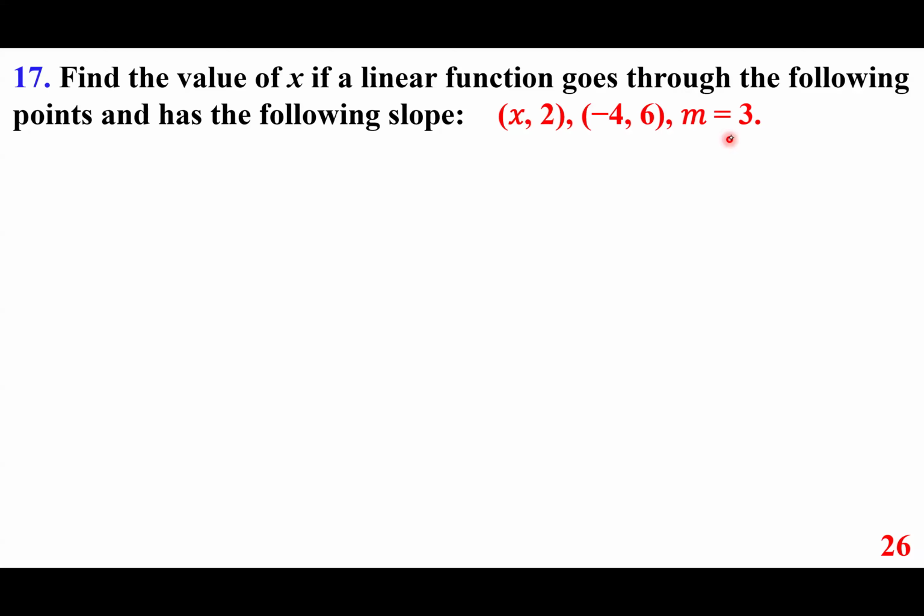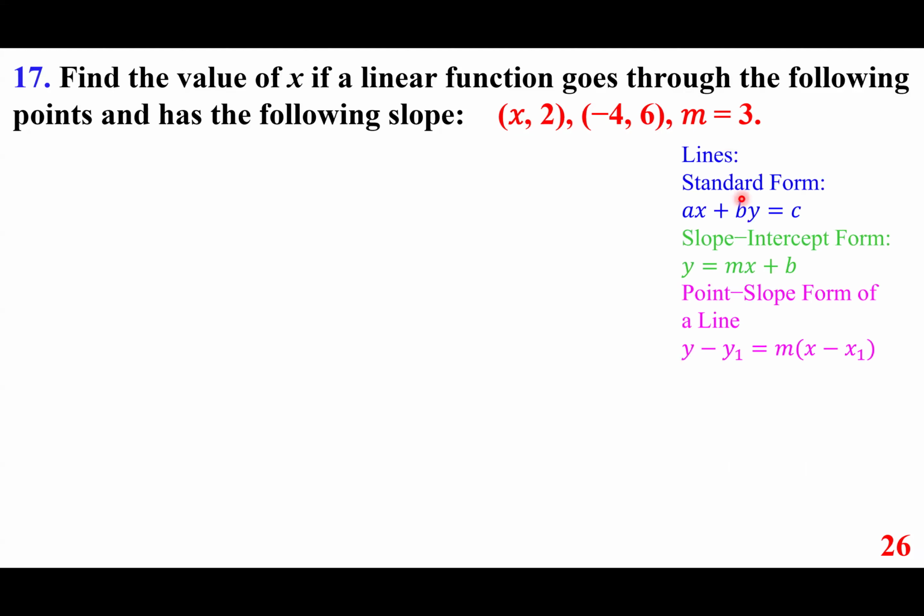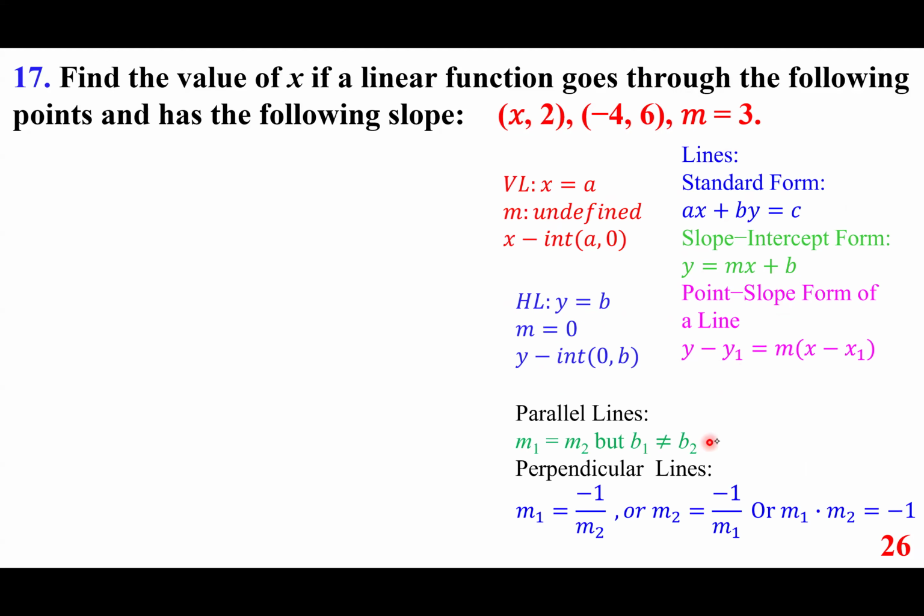let's discuss a little bit about lines and remind everybody, lines are in the form of standard ax plus by equals c, slope intercept form y equals mx plus b, and point slope y minus y1 equals m times x minus x1. Vertical line x equals a, m is undefined, x-intercept is a, 0. Horizontal line y equals b, m equals 0, y-intercept is 0, b. Two lines are parallel if they have equal slopes, different y-intercepts, perpendicular if the product of their slopes is negative 1 or one is the negative reciprocal of the other. I hope everybody remembers all of this, but just in case.